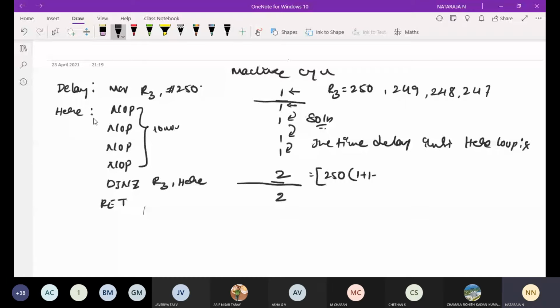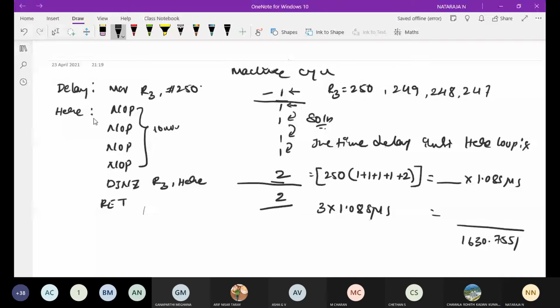So that is 85 microsecond. Here you will get 2 plus 1, total is 6, 6 into 250 seconds, and this will be added to both the answers. You will get 1630.755. Got everyone? Any doubts?